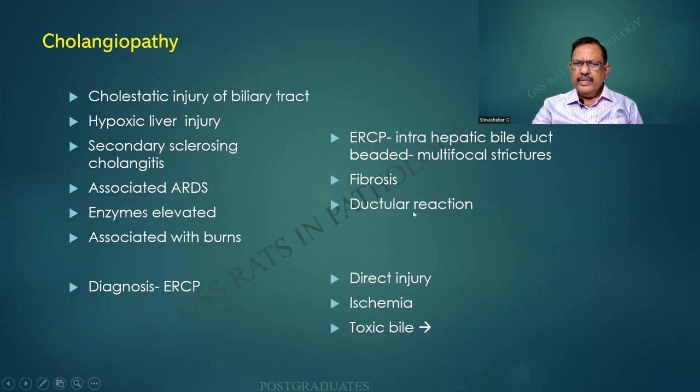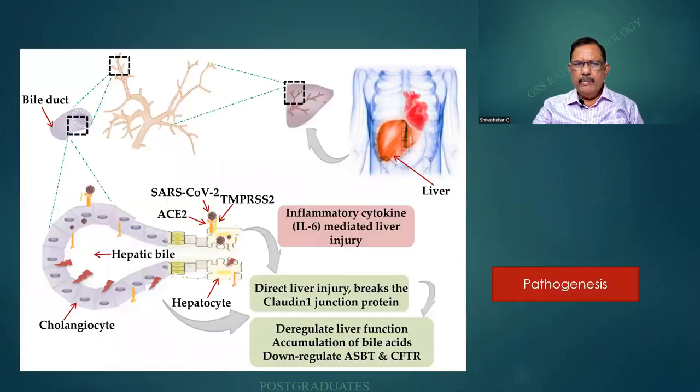These are the investigations and the findings, of course, fibrosis, ductular reaction, a proliferation of the ducts. This is very common in any of the liver injuries. On one hand, there will be an obstruction of the bile ducts, etc. And on another hand, there will be proliferation. So rule out these: direct injury, ischemia, and any toxic bile.